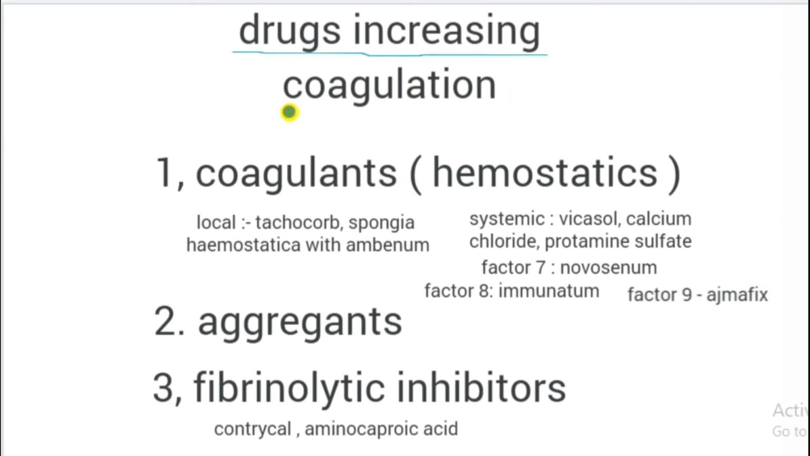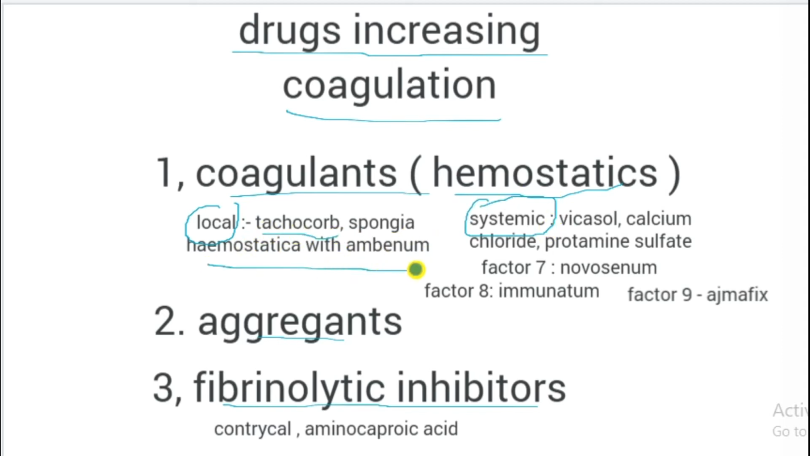Drugs which increase coagulation: we have coagulants, aggregants, and fibrinolytic inhibitors. Coagulants are also known as hemostatics. We have two types, local and systemic. In local we use Tachocomb, Spongia hemostatica with ambenum. In systemic, we use Vikasol. It is an analog of vitamin K. Calcium chloride is also a coagulant.